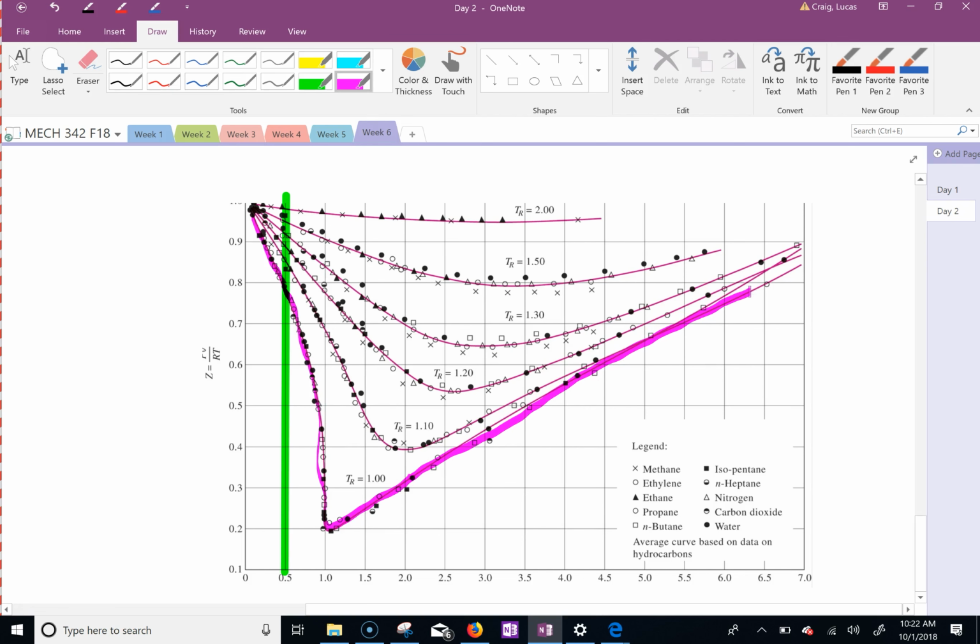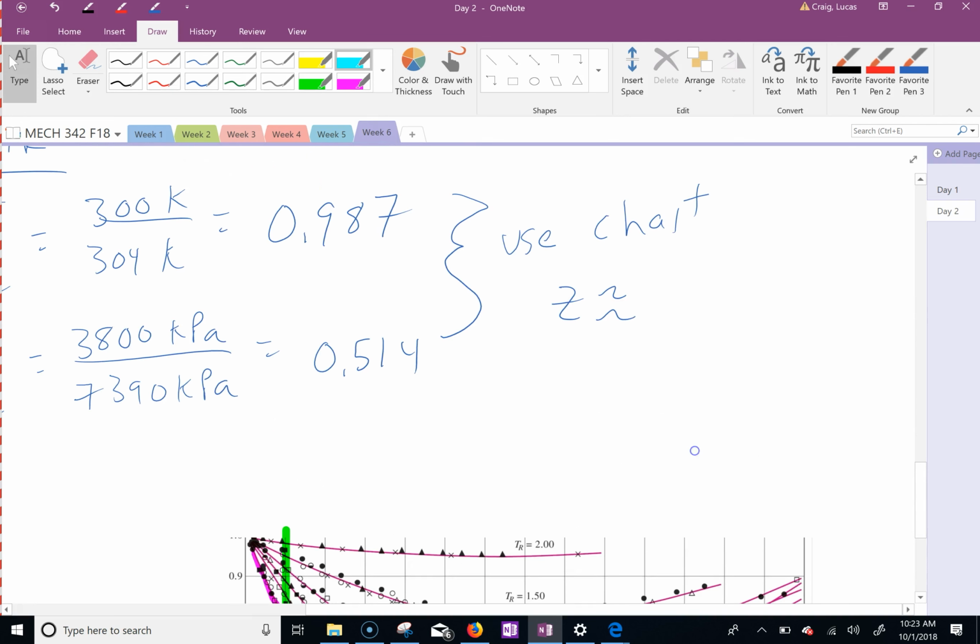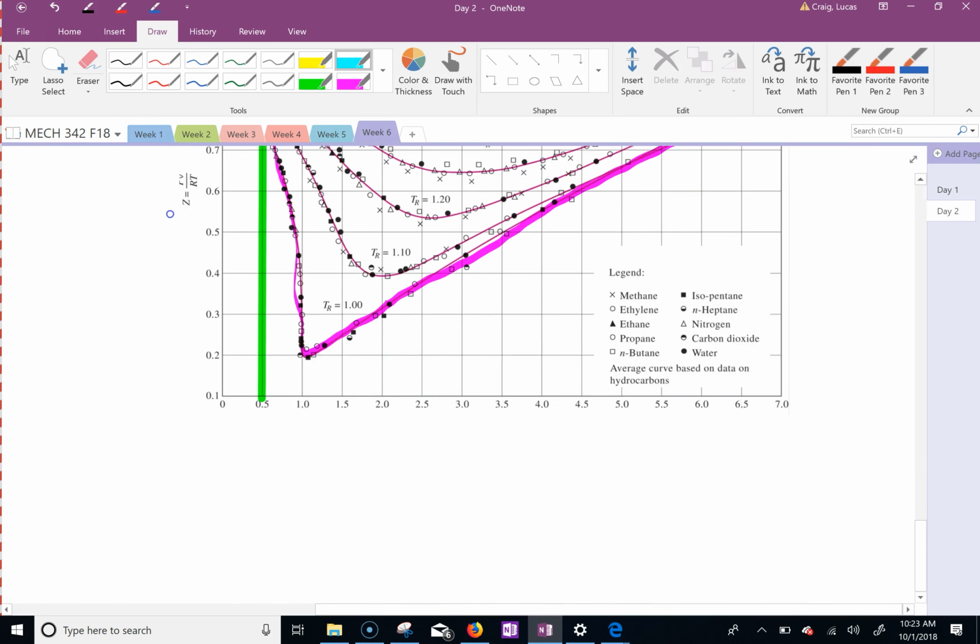Okay. Now, we can then scroll over across. And what do we get? Yeah, 0.8. Now it's going to be off by a little bit, but that's fine. So 0.8. So now we know Z.